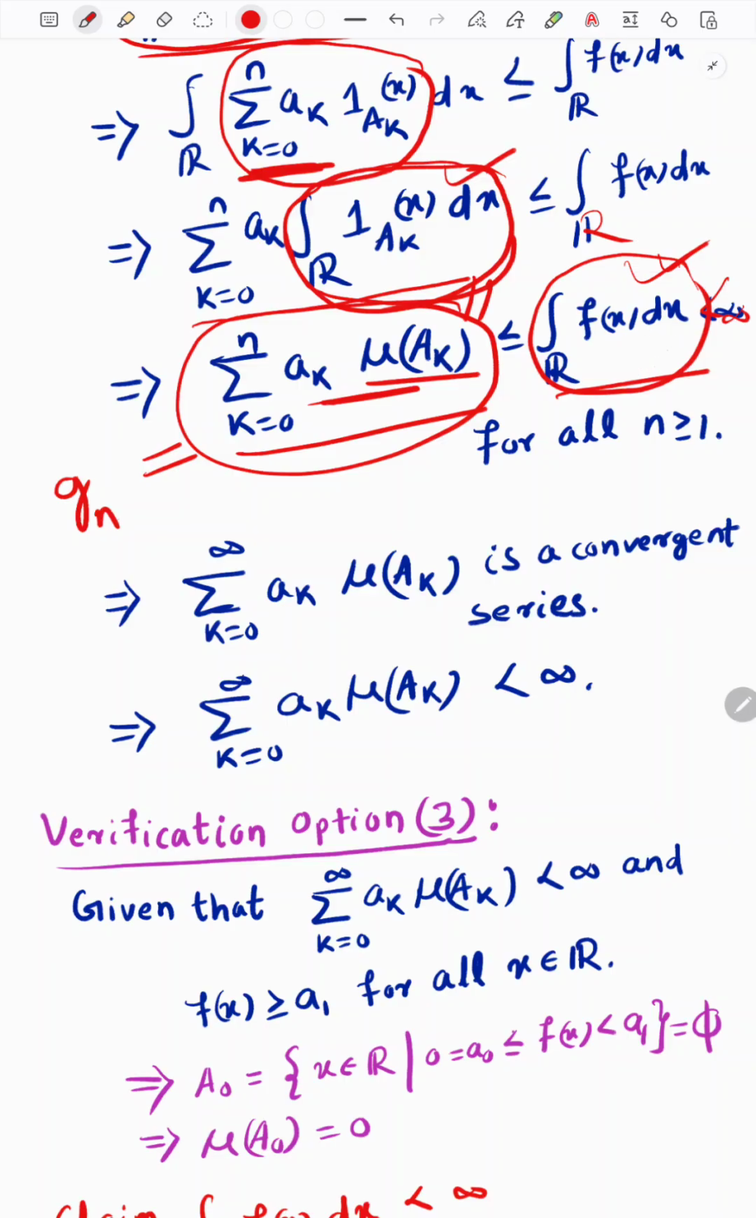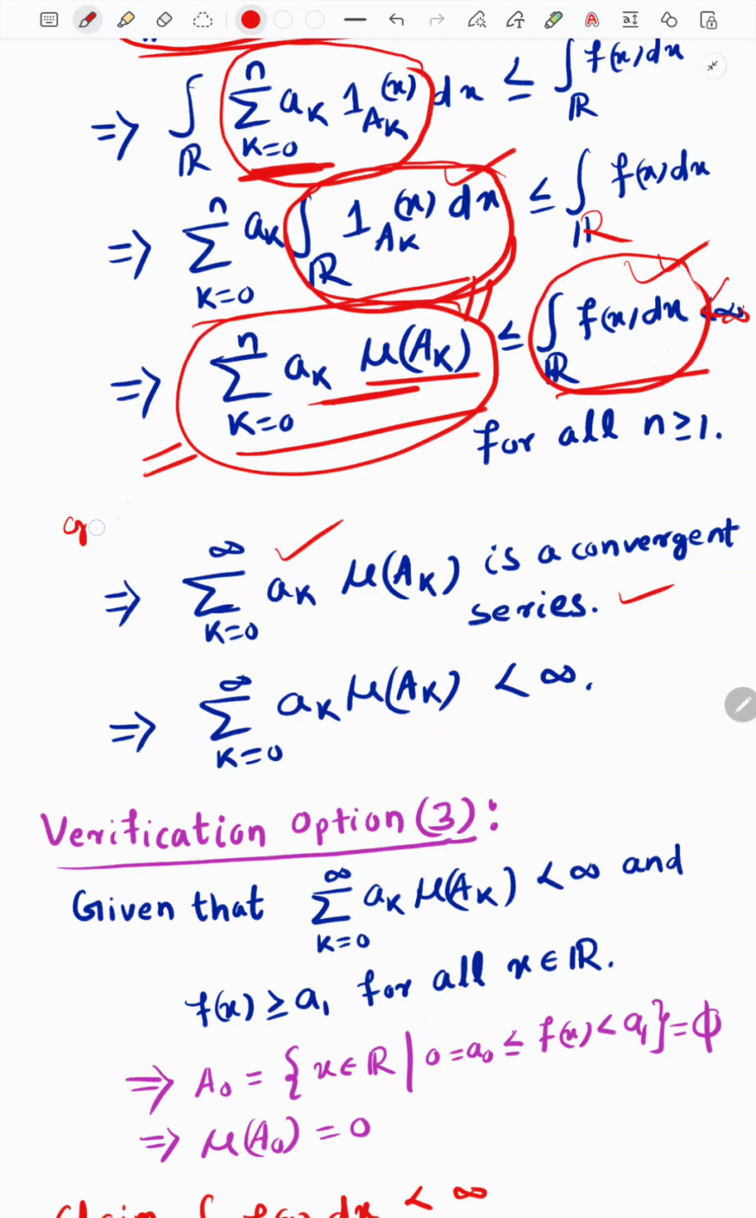So therefore it is a convergent quantity. Why? Because we know from standard real analysis that if a sequence is monotonically increasing and it is bounded above, then it is convergent. Therefore this sequence g_n converges to some real number. Okay, g_n converges to what? Converges to a real number. So therefore this series is convergent.